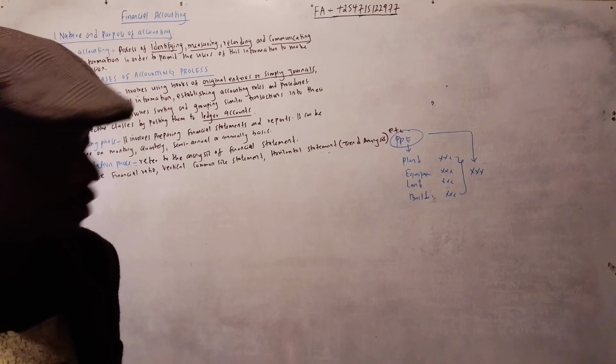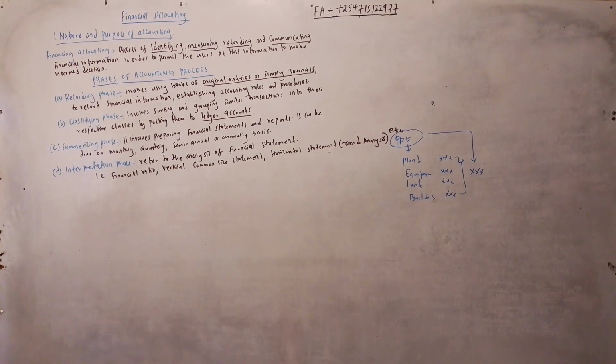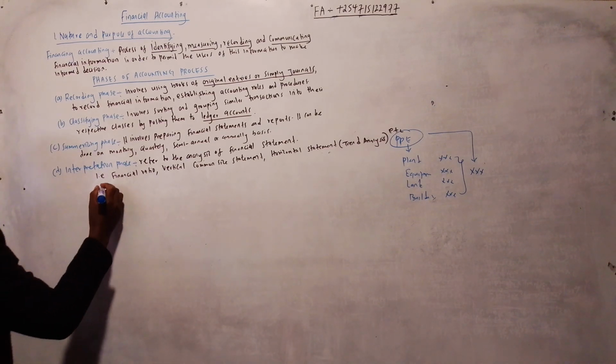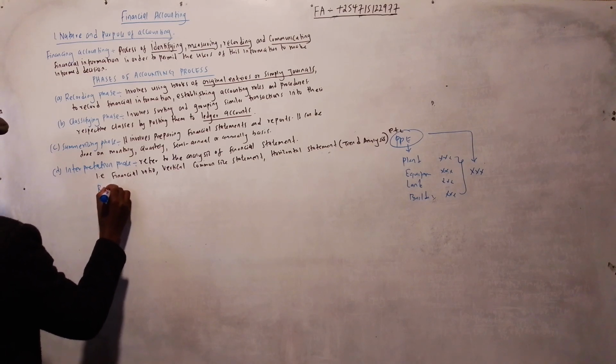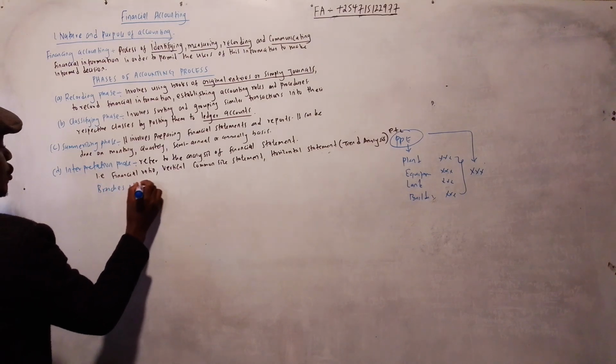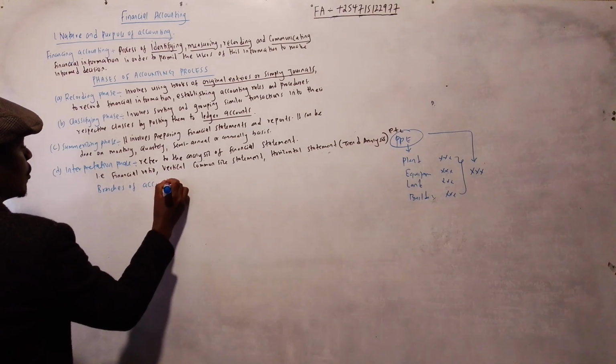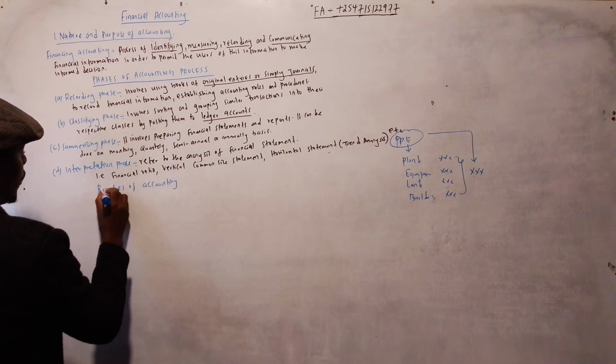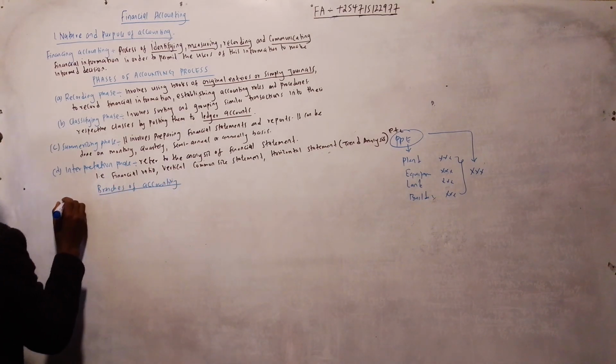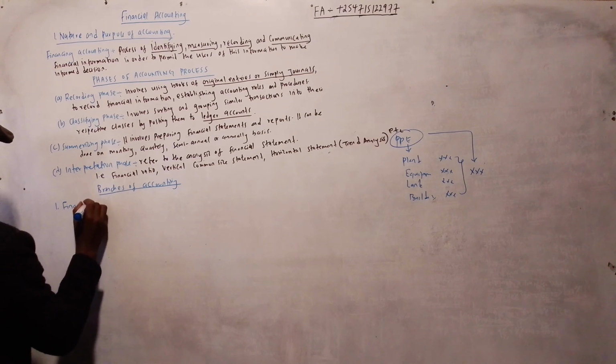Number 3, or the next item that we shall talk about when we talk about the nature and the purpose of accounting, is about the branches of accounting. Branches of accounting. The first branch is the financial accounting itself. We have defined it, so I'm not going to define it again.